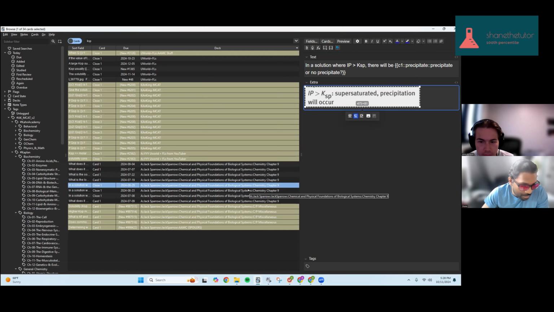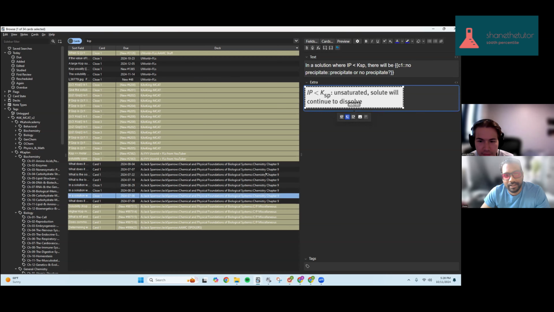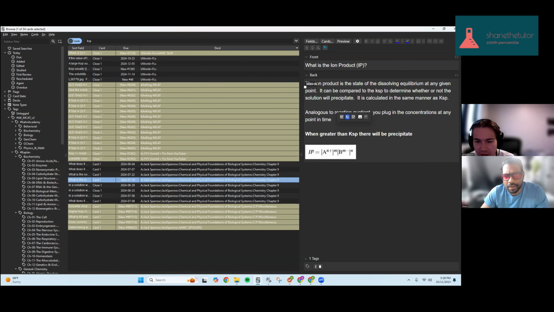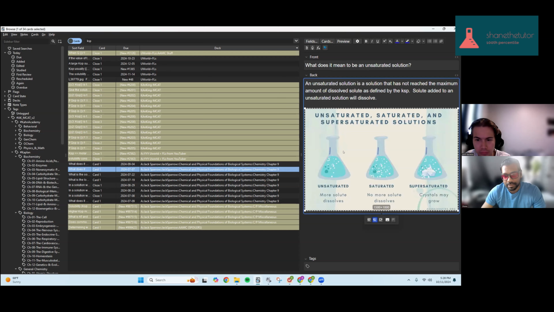I've never seen IP in that context. Really? Oh, interesting. Well, I feel like it's just another way of denoting ion product. Okay. Analogous to reaction quotient. You could plug in the concentration at any point too. Got it. Okay. Yeah, I've never seen that word, but I guess it makes sense.